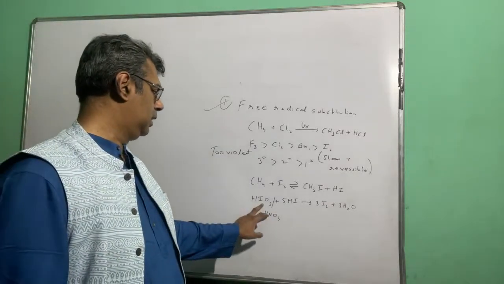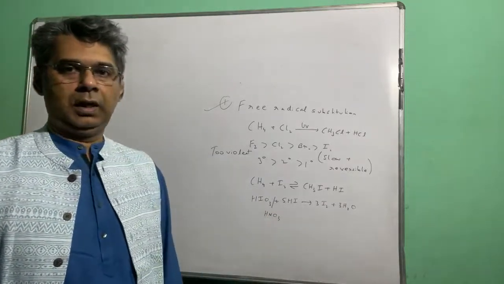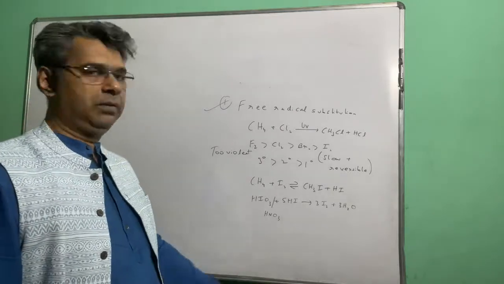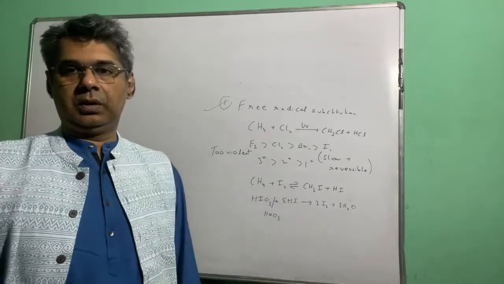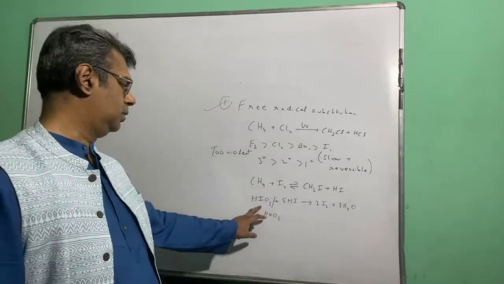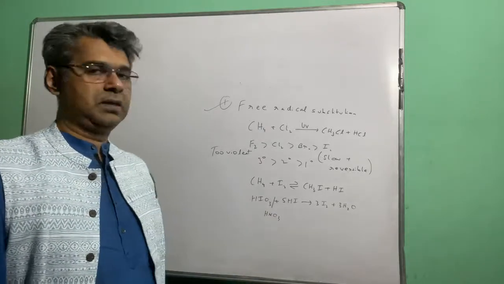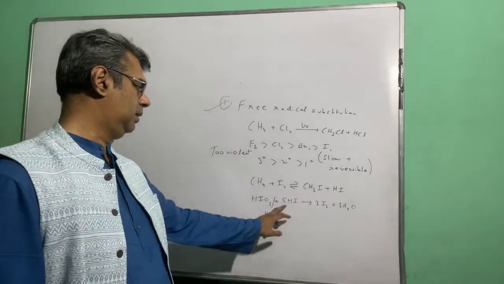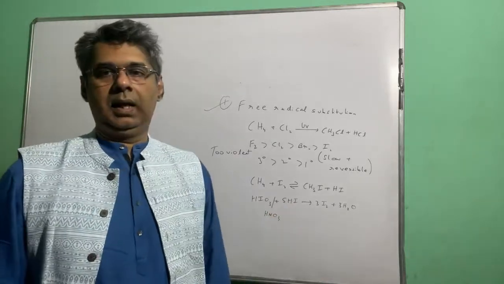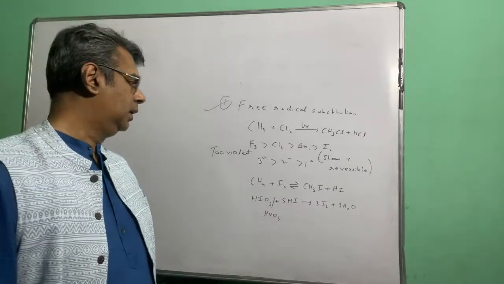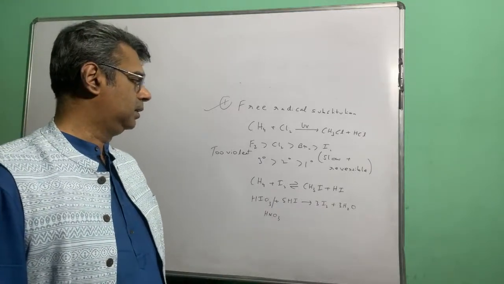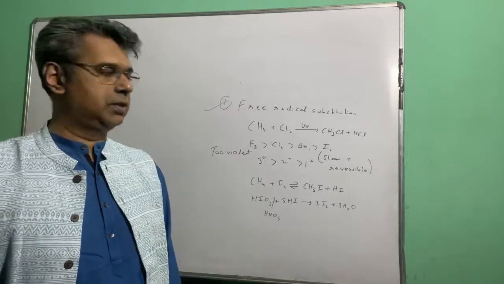So you can use HIO3, you can also use HNO3, any one, right? So this and this, they are very strong oxidizing agents. So HIO3 or HNO3, they are such strong oxidizing agents that they will react with HI, and once the HI has been taken care of, then there is nothing to worry. Then this reaction can be accomplished.